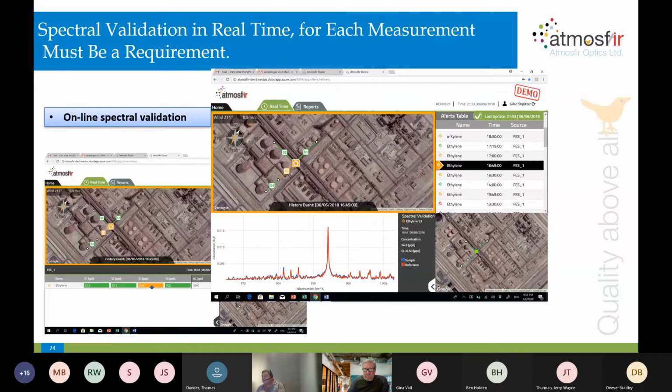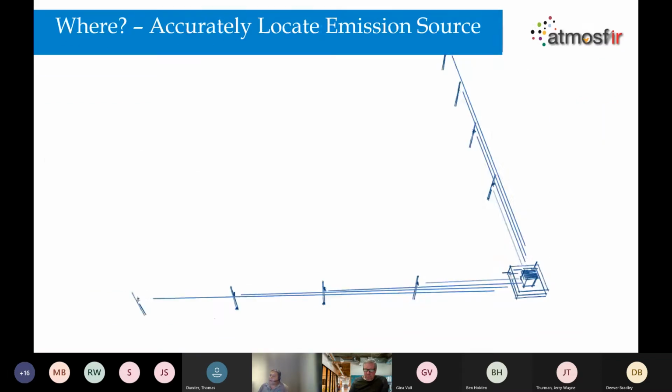If you don't have this ability, your instrument is like a number generator. You cannot be sure that those numbers are right. So you must have online spectral validation.